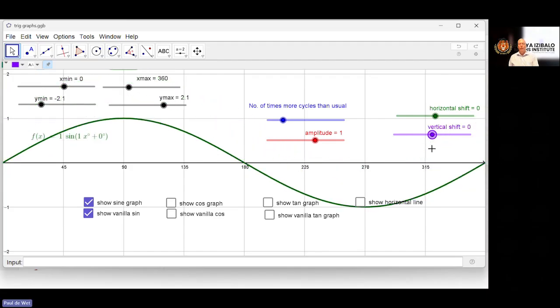What will happen if I add 20 degrees inside here? So I find the sine of x plus 20. I want someone to put their hand up and tell us. What's going to happen to this graph if I add 20 to the x value?